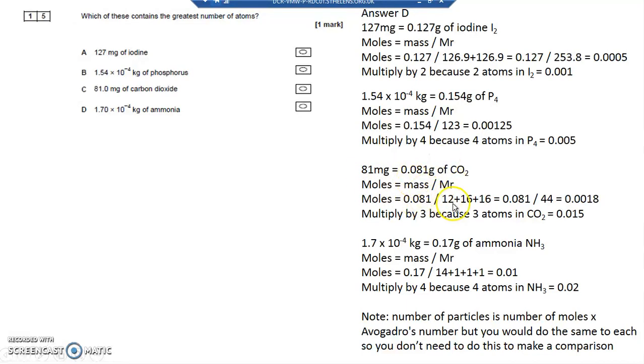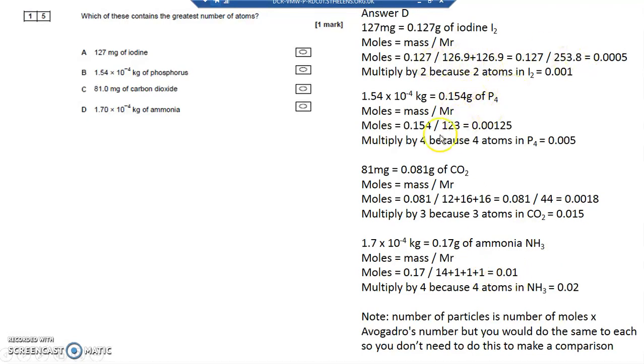CO2 is 12 added to 2 sixteens for the carbon and the 2 oxygens. Mass is 0.081 divided by 44, 0.0018. And the ammonia is 14 added to 3 ones for the hydrogens, 0.017 for the mass, divided by the Mr of 17, 0.01.